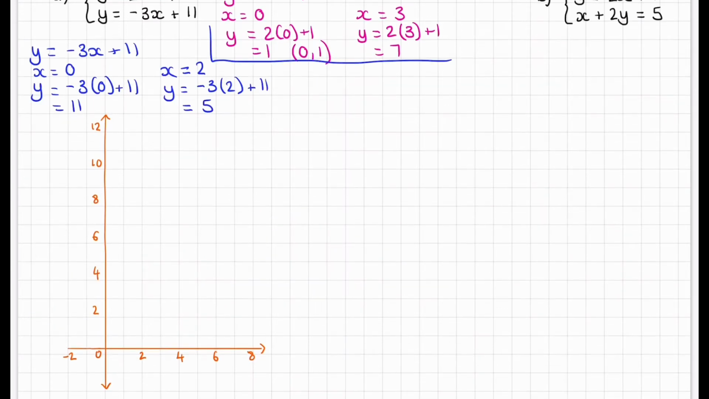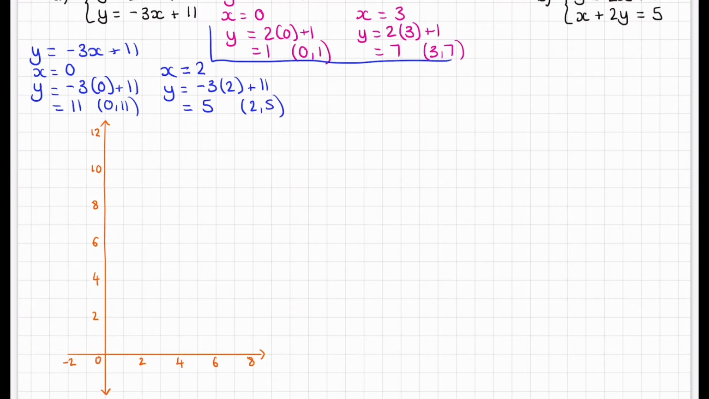So I have some axes here, and we're going to plot these points. So sorry, this point would be 3, 7. And then our 2 points for the second line would be 0, 11, and 2, 5. Right, let's start with the pink line first. So we have 0, 1, which will be about here. And I have 3, 7, which will be about here. And then I can draw a straight line through that.